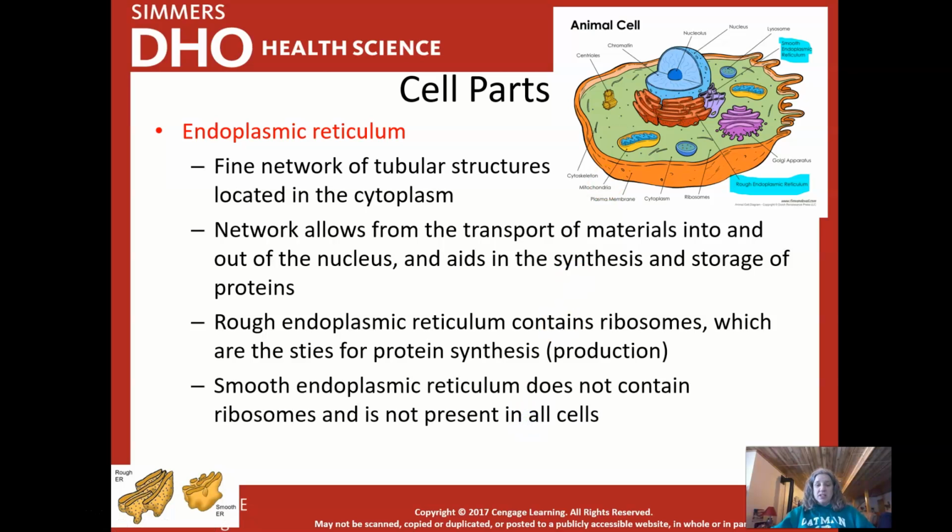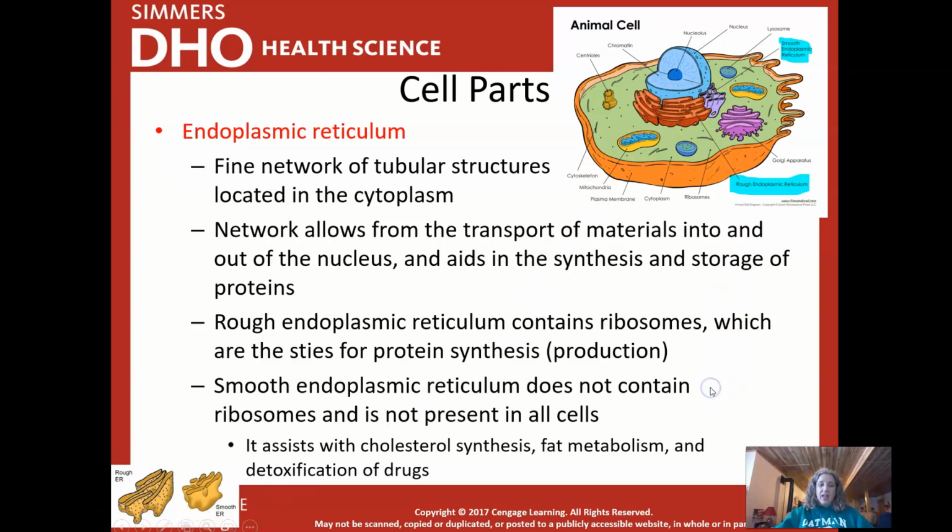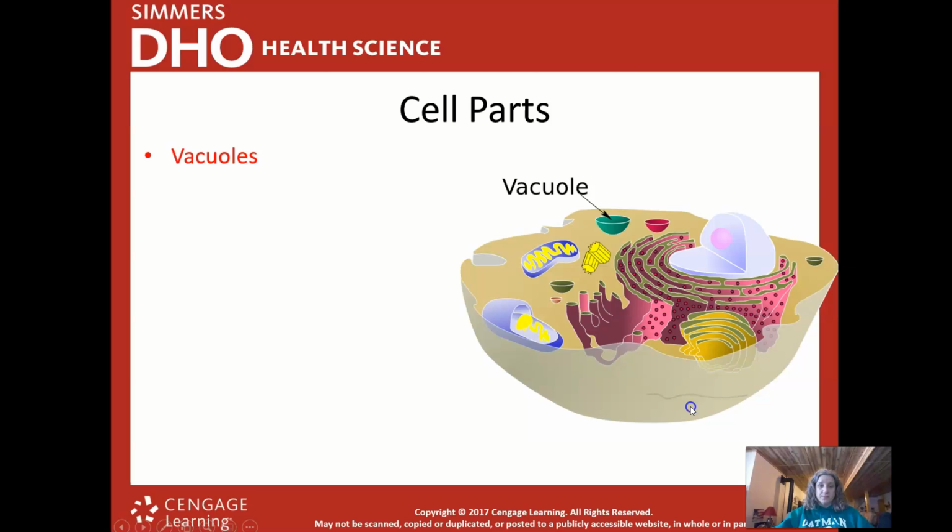Smooth endoplasmic reticulum does not contain ribosomes and is not present in all cells. So you have a smooth one down here, you can see what it looks like, and then this purple one here. The smooth endoplasmic reticulum assists with cholesterol synthesis, fat metabolism, and detoxification of drugs. So remember, the smooth is not present in all cells.